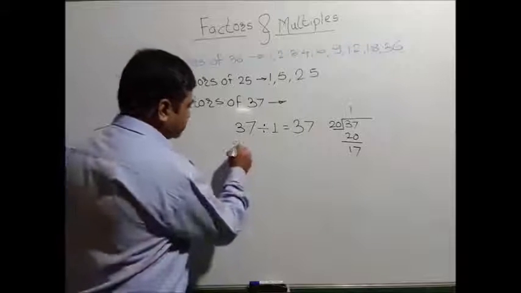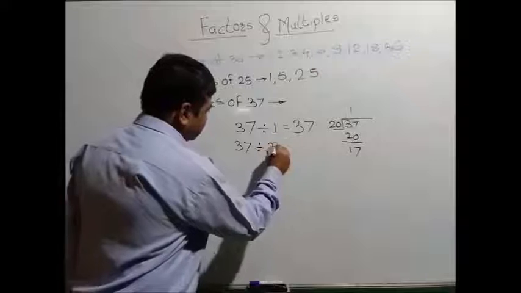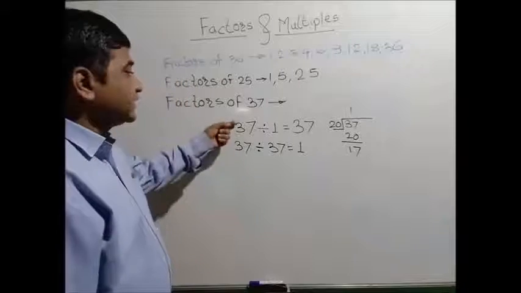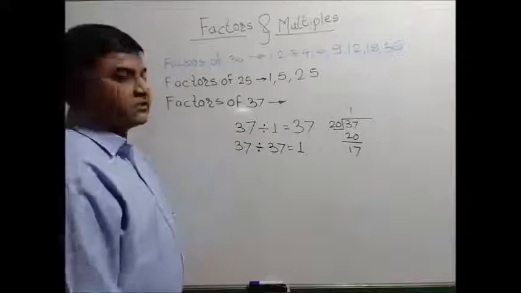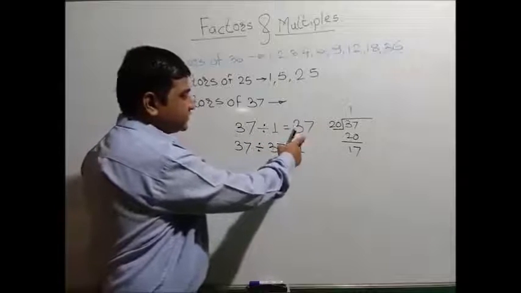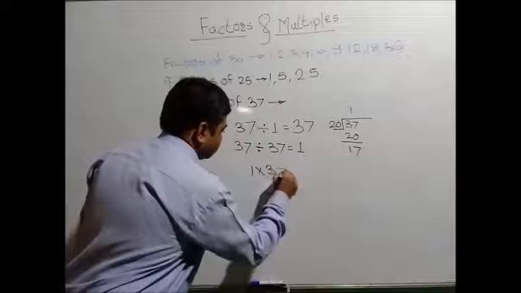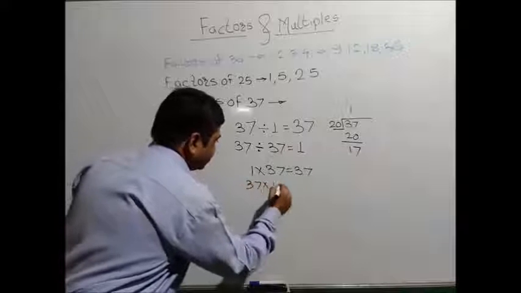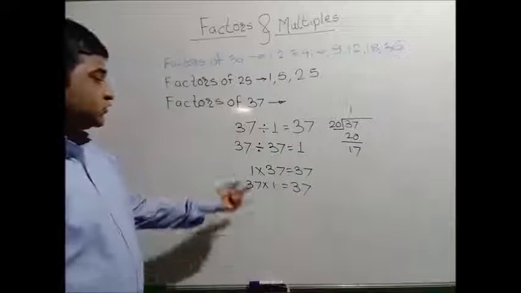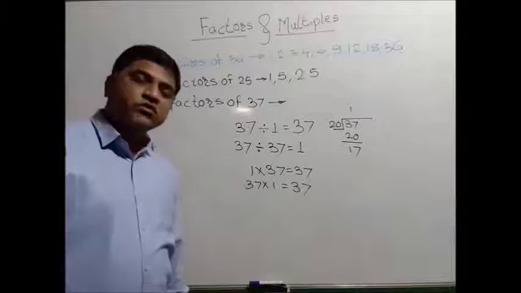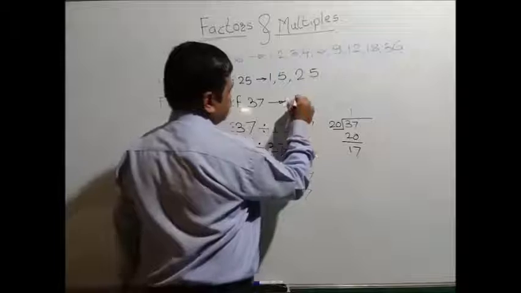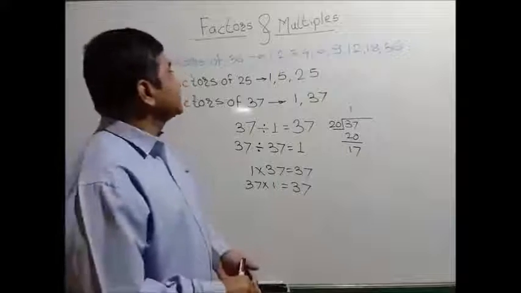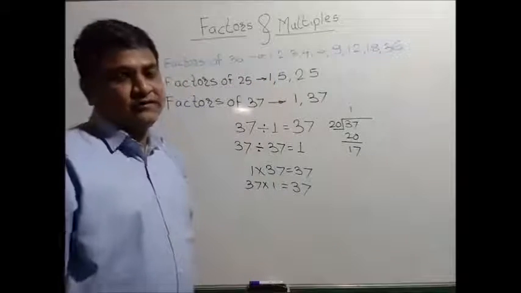37 can be divided by 37 itself, and we will get the quotient as 1. Now we will write down the multiplication fact for these division facts. We can write that 1 taken 37 times, I will get 37, or when 37 is taken 1 time, I will get 37. So clearly 1 and 37 are the only two factors of the number 37. We find only two factors of 37, which are 1 and 37, and it is clear that 1 is a factor of every number.